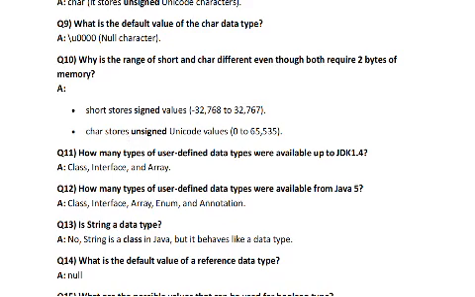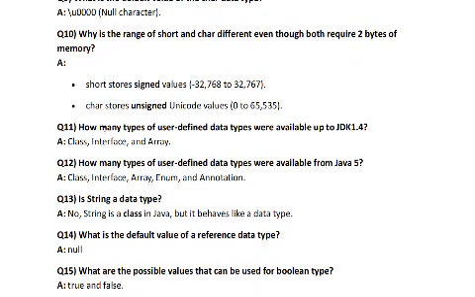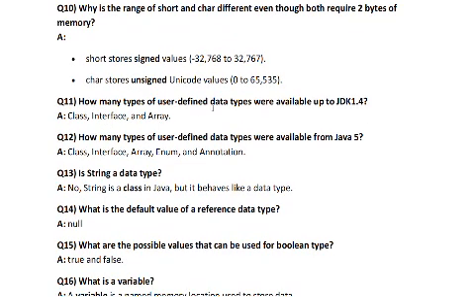This is the main difference between signed and unsigned, that means short and char. How many types of user defined data types were available up to JDK 1.4? The user is nothing but we are the users. Up to JDK 1.4, only three are available: class, interface, and arrays.